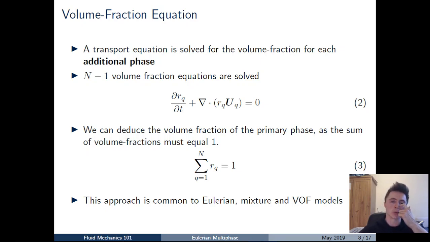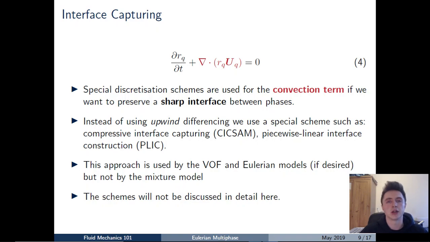So what we can do is solve our additional volume fraction equations, add them up, and then subtract them from 1, and that will get us the volume fraction of the primary phase in those cells. This approach of solving a separate volume fraction equation for each additional phase is common to the Eulerian model that we're considering today, the mixture model, and volume of fluid models. So how does the CFD code distinguish between dispersed continuous phase interactions and continuous phase interactions? Well, the way it does it is by using a special discretization scheme on the convection term, which you can see there highlighted in red.